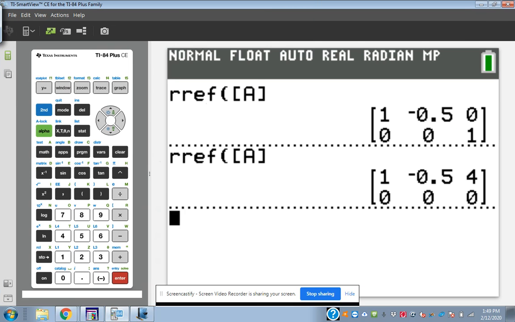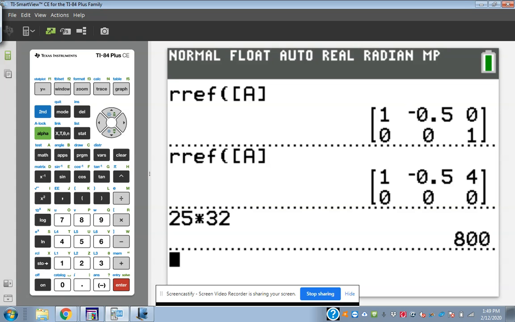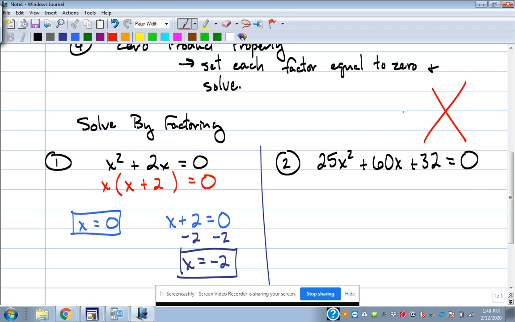Whatever 25 times 32 is. Be 800. Big number. And then what goes on the bottom? 60. So we need two numbers that multiply to be 800 and add to be 60. So that's a big gap in between those two.